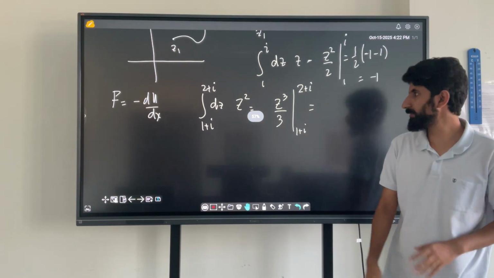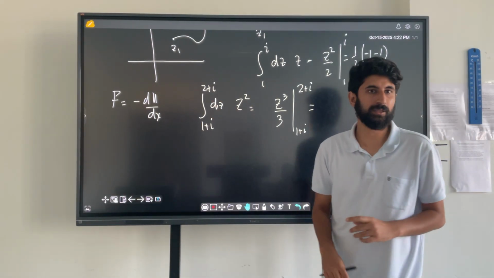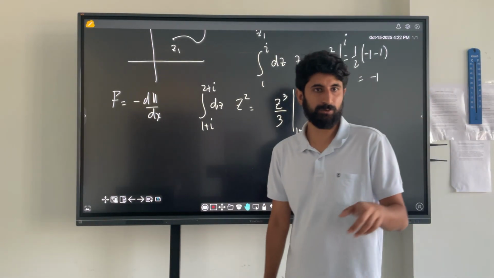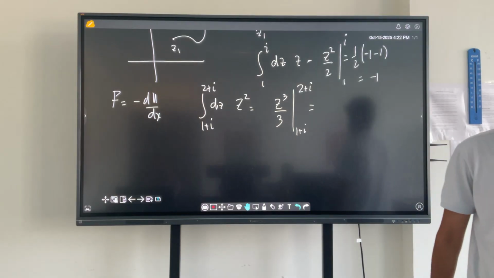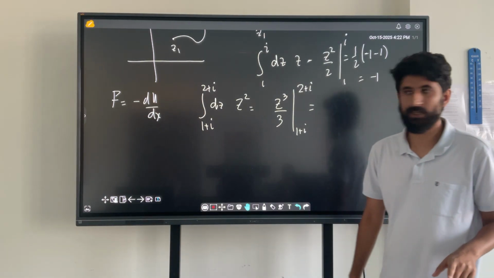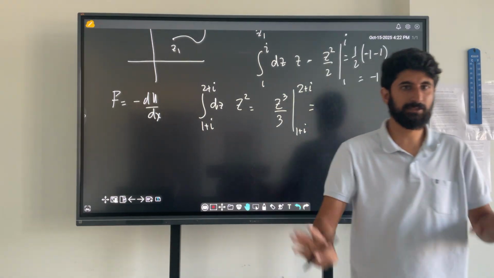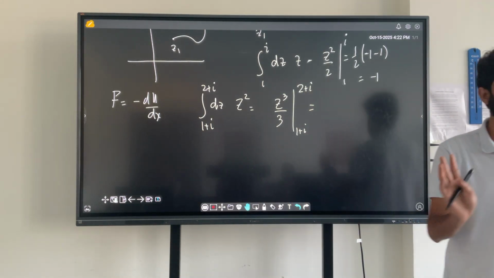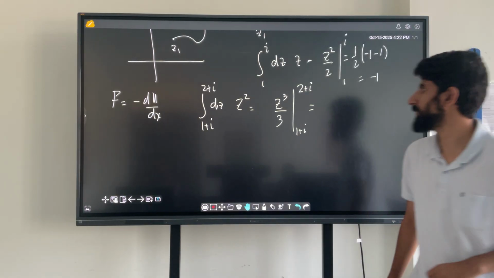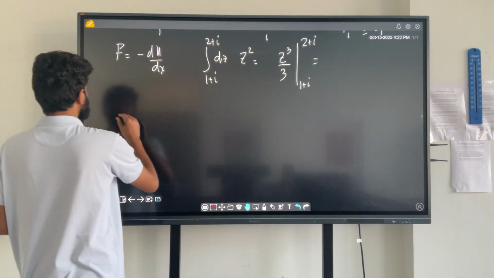So whenever you are doing an integral of this kind, you should ask about a path only when you find that there is some non-analytic stuff somewhere. As long as you see the function is analytic, you can just do it as if you are doing real functions. Now let's move on.